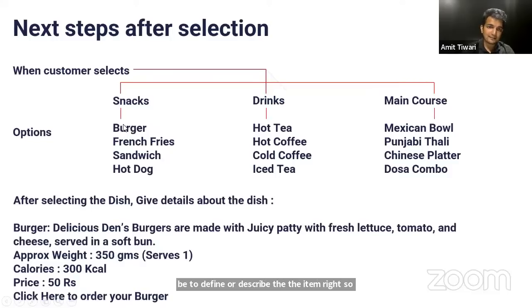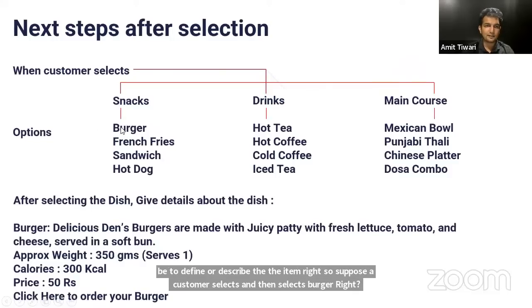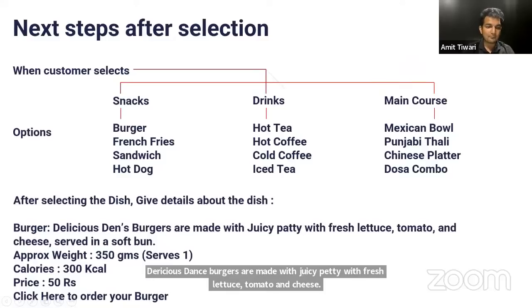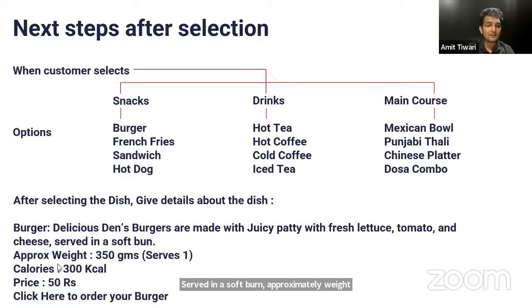Now, if a burger is detected here, if the customer selects burger, then my chatbot will respond that delicious dense burgers are made with juicy patty with fresh lettuce, tomato, and cheese served in a soft bun. Approximate weight is 350 grams, calories are 300 calories, price is 50 rupees, and click here to order your burger. I'm also providing a link to order here.